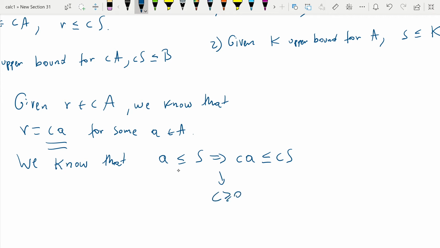Remember that C is greater than or equal to 0, so we don't mess up the inequality. The inequality remains pointing in the same direction. If A is less than or equal to S, then CA will be less than or equal to CS, because C is non-negative. So it preserves the direction of the inequality, meaning that this sign here points in the same direction as this one.